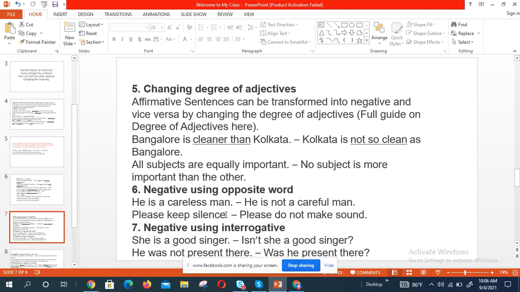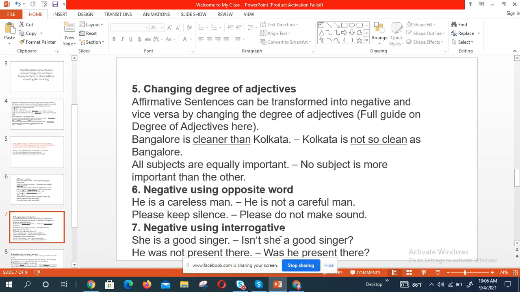The next example is, please keep silence. If you want to make it negative, you can make it in this way: please don't make sound. Keep silence is the opposite of make sound. So we have to make it affirmative to negative in this way. Please keep silence. You can convert it into negative: please do not make sound.